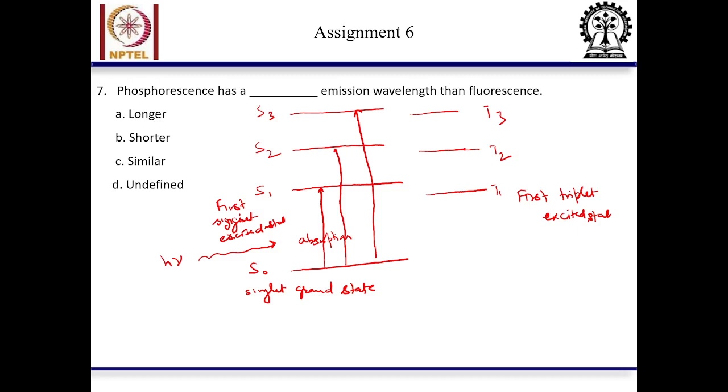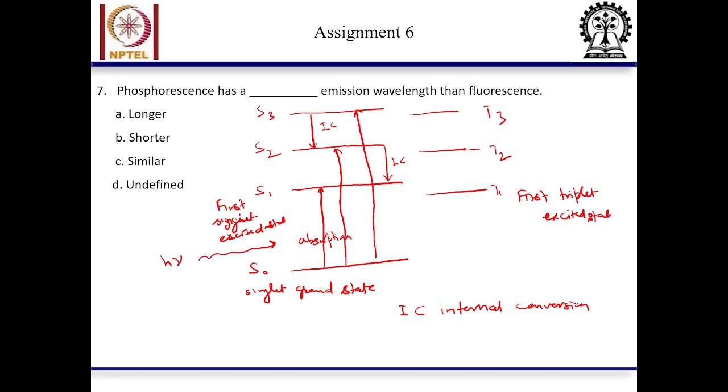Now what can happen? It can come from S3 to S2 via IC. I will tell what IC is. It can come from here to here via IC. IC is called internal conversion.